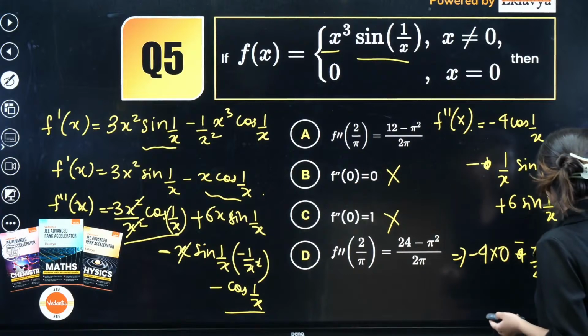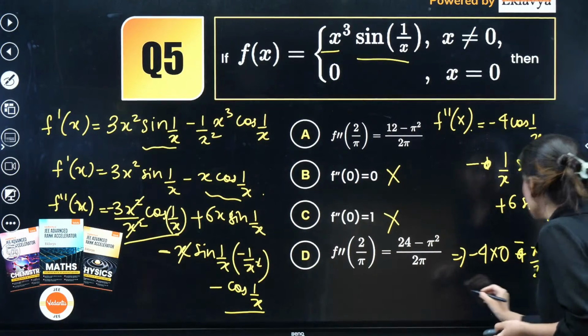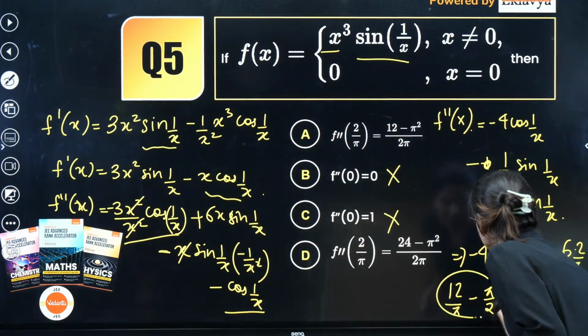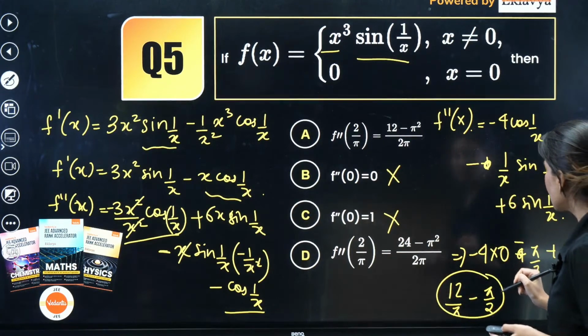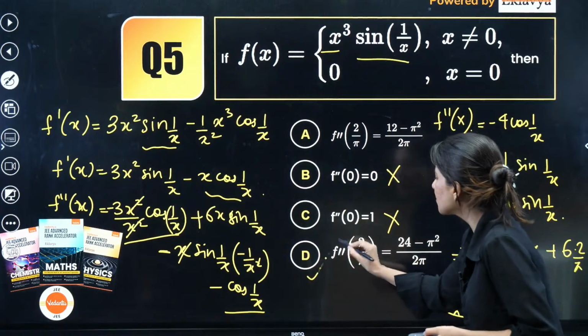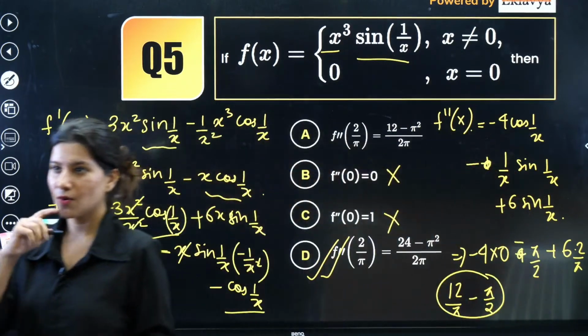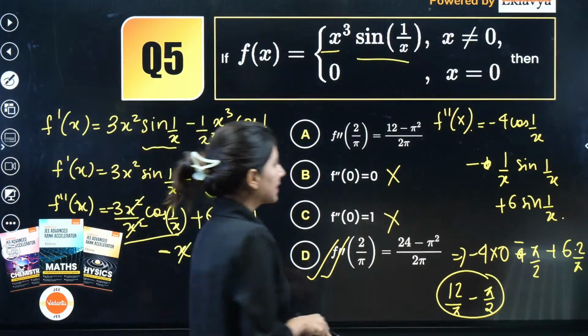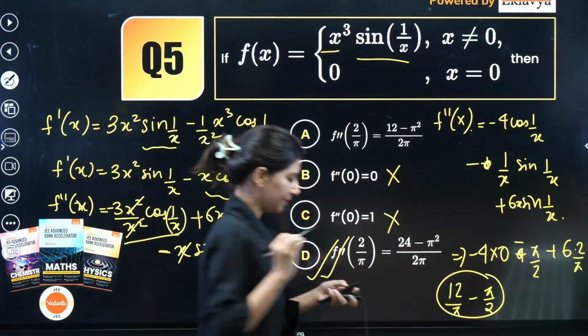So this is your answer. 6x, yes, 6 into 2 by pi, correct. So we have 12 by pi minus pi by 2 as my answer. If you solve it, 24 minus pi square by 2 pi. So clearly option D is absolutely right. Option D is absolutely right. All right, yes, 6x sin x. Please write x over here.